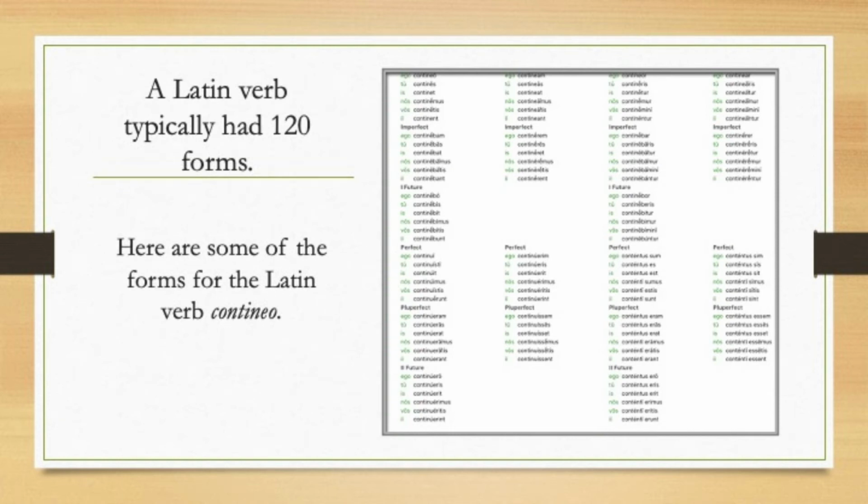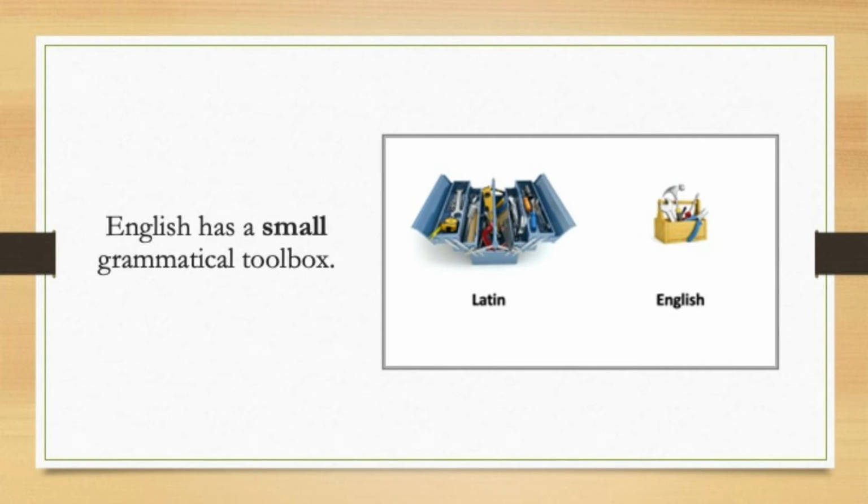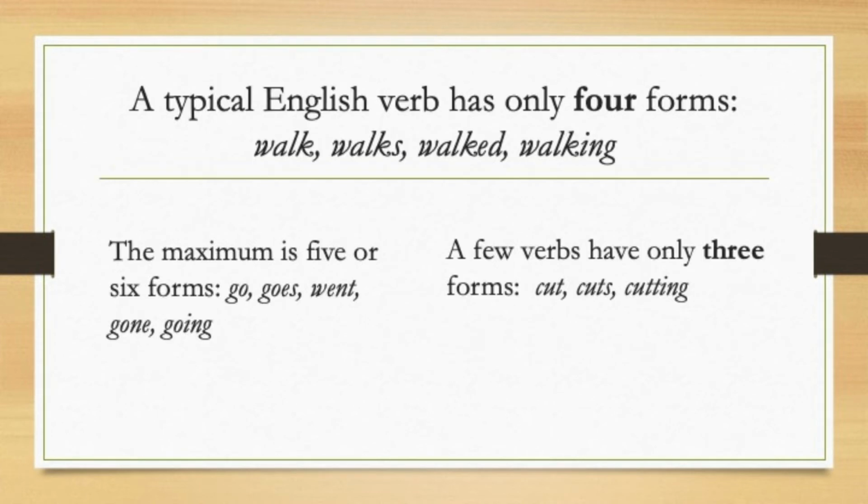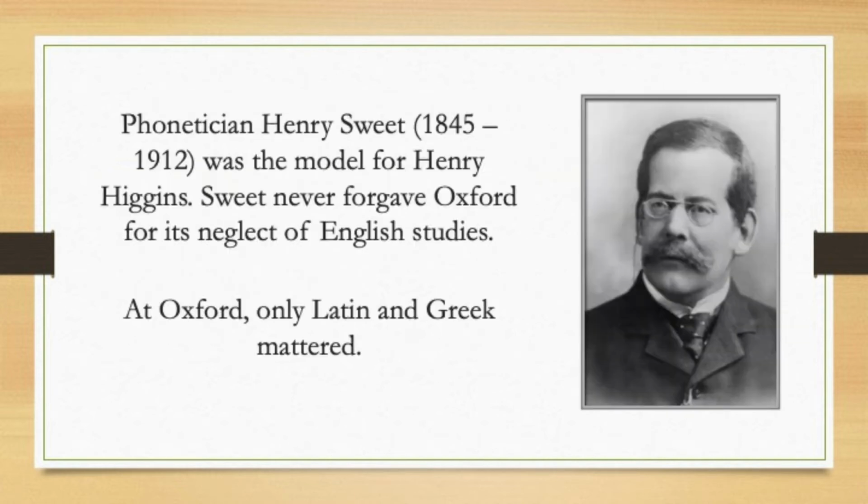Latin, unlike English, is a highly inflected language, meaning lots of endings. Here are some of the endings for the verb continuo. There are 120 of them. I didn't have room to show them all here. It's easy to see why English seemed inferior to Latin. English has only a small grammatical toolbox. A typical English verb has only 4 forms. The maximum is 5 or 6 forms. A few verbs have only 3.